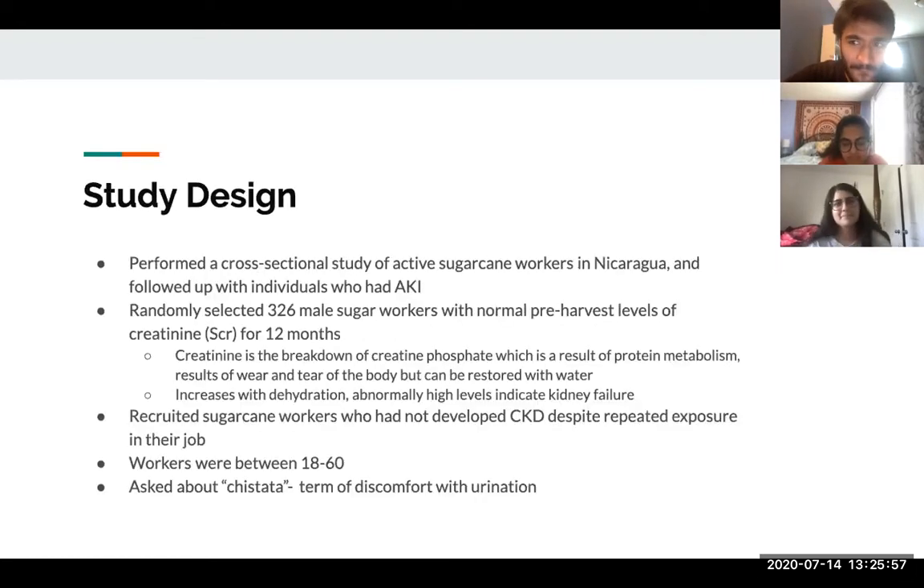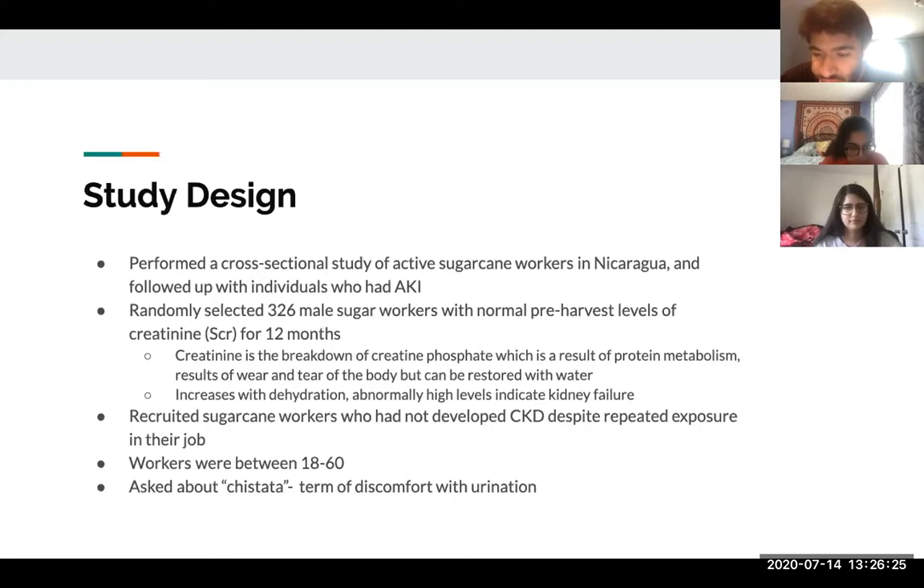So for the study design, they performed a cross-sectional study of active sugarcane workers in Nicaragua, and they did this for 12 months. So they did an observational study over 12 months and then followed up with the workers who developed acute kidney injuries. In the study, they used 326 male sugar workers who had normal levels of creatinine prior to the beginning of the study.